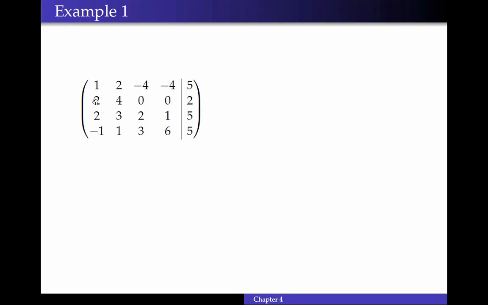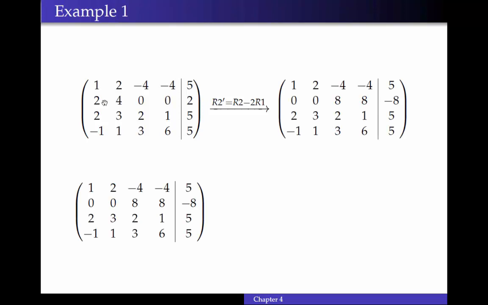So our first step would work on this 2 here. And what we'd want to do is replace row 2 with row 2 minus 2 times row 1. So that would give us 2 minus 2, 4 minus 4, 0 plus 8, 0 plus 8, and 2 minus 10. And so this is the resulting matrix, which has just been rewritten below.